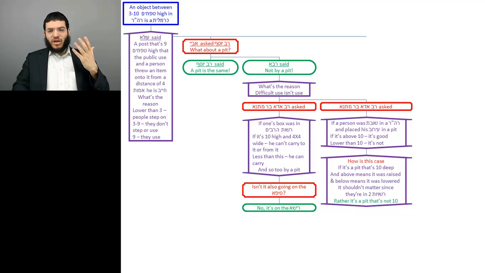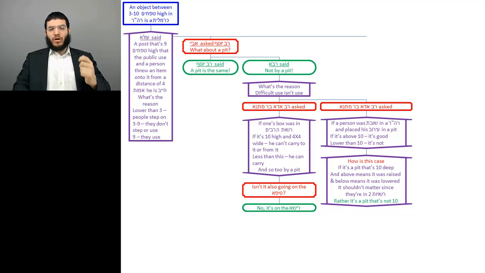So rather, we must say it's a pit that's not 10. In other words, what we're saying is that above 10, it's good, is referring to one pit, and lower than 10, it's not, is referring to another pit. So above 10 means a pit that's less than 10 tefachim deep, and lower than 10 means a pit that is 10 tefachim deep.